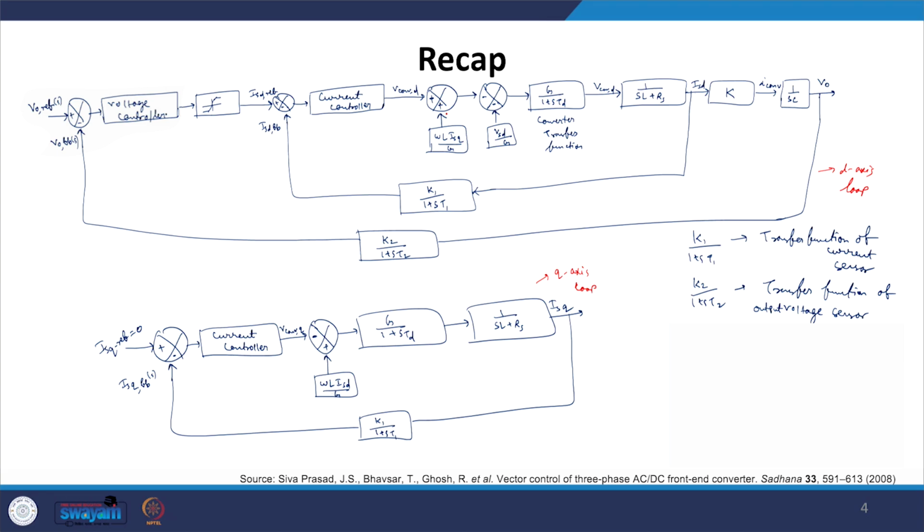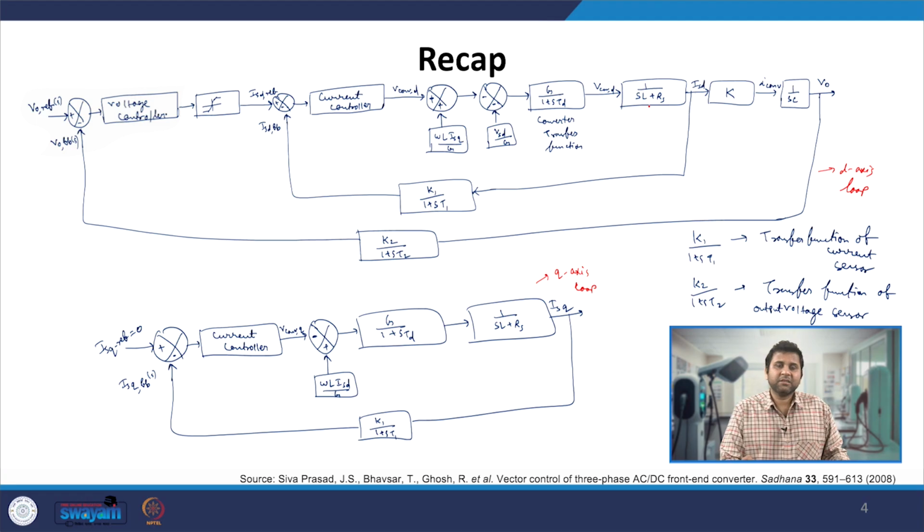After that, we get the converter voltage, which will be applied by the three-phase inverter, and then we have two feed forward terms. Finally we defined the converter transfer function, which applies the voltage across the series connection of L and RS, where RS is the equivalent series resistance of the inductance, and that will give my ISG.